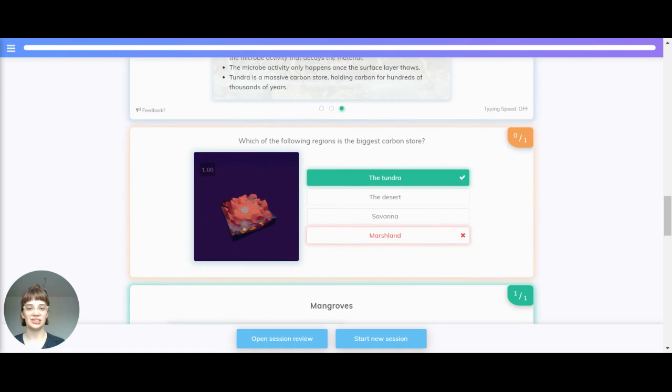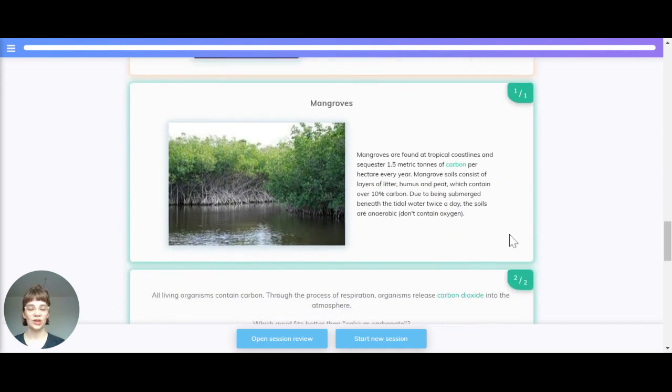So which of the following regions is the biggest carbon store? Is it the tundra, the desert, savanna, or marshland? The correct answer is the tundra. Quickly recap mangroves. They're found at tropical coastlines, sequester 1.5 metric tons of carbon per hectare per year, consist of layers of litter, humus, and peat, which contain over 10% carbon. And because they are submerged beneath tidal water twice a day, the soils are anaerobic.